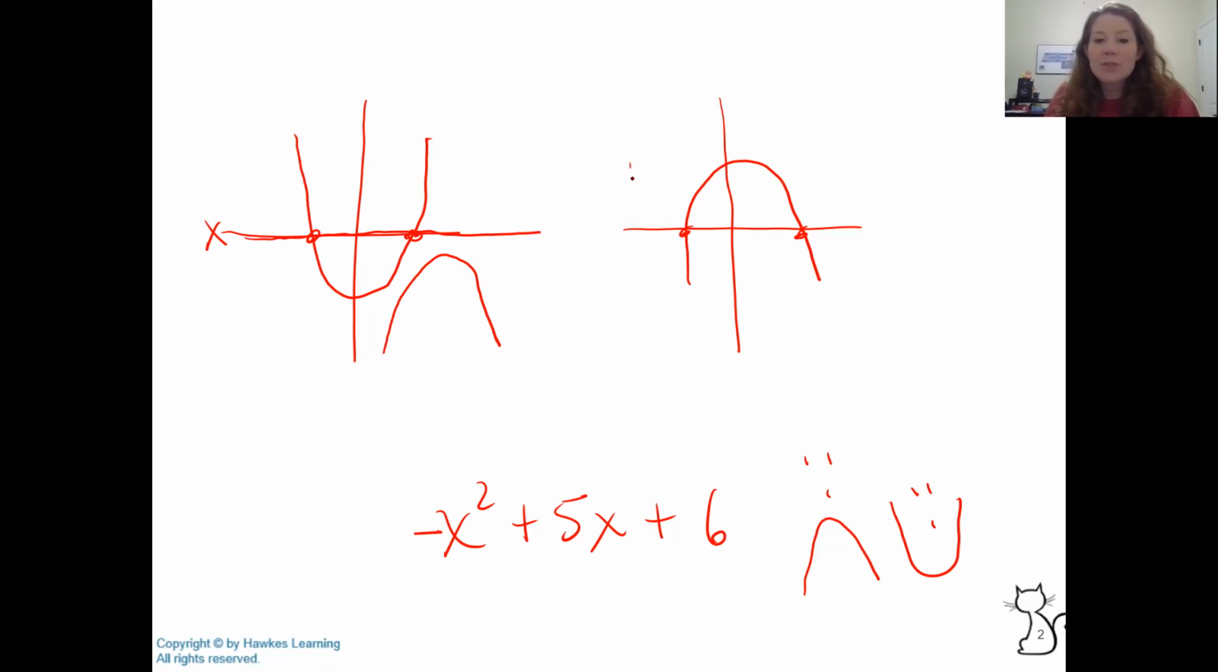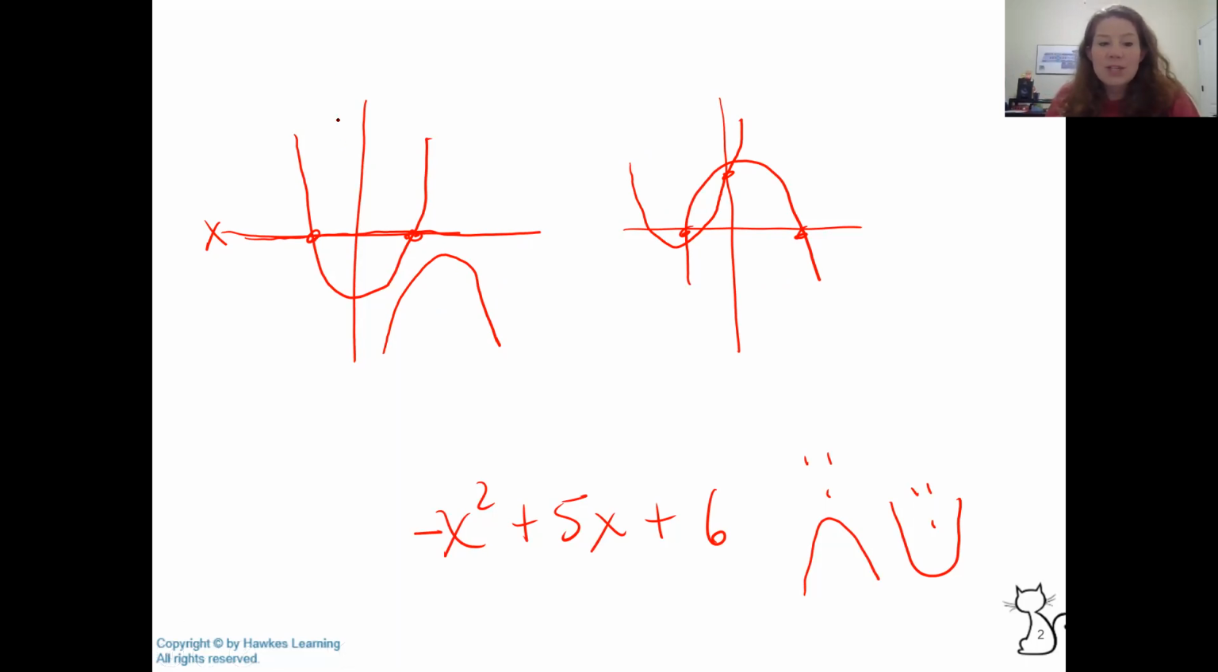And then sometimes you might have a picture that looks like this and it crosses once. Okay, so those are your choices. For x-intercepts, you either have 2, 1, or 0. So that's what we're going to look at. We're going to look at finding.